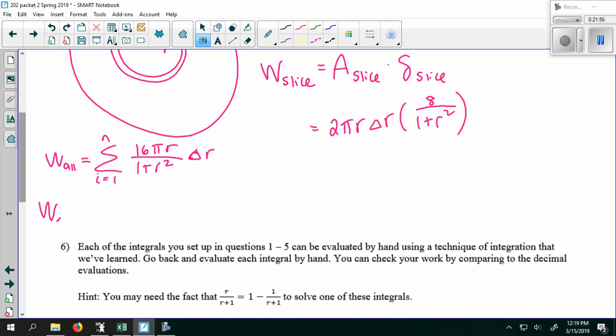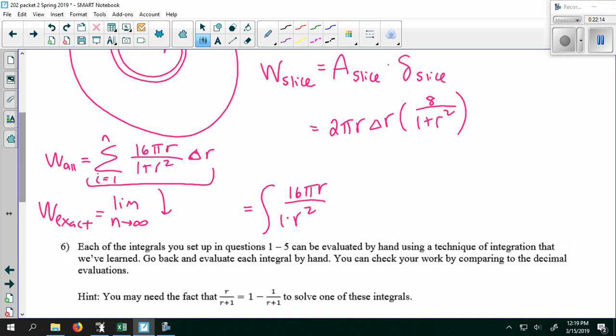And then my weight exact is the limit as n goes to infinity of this sum. And that's the definition of an integral. So I'm going to integrate 16 pi r over r squared plus 1 dr. And I'm going to integrate from 0 to 100 because they asked to find the amount of sediment within 100 miles of the well. So r is going to go from 0 to 100. When you put this in a calculator, you get approximately 231.5 tons.